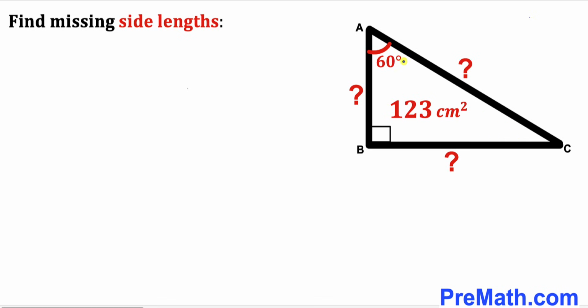We have this right triangle ABC, as you can see in the given diagram, such that angle BAC is a 60-degree angle, and moreover, the area of this right triangle has been given to us as 123 centimeters squared. Our task is to calculate the value of all these missing side lengths. In other words, we are going to calculate the hypotenuse and the two other legs as well.